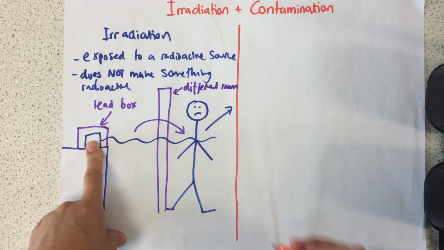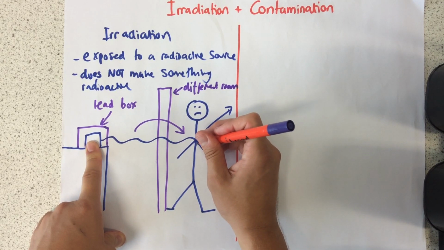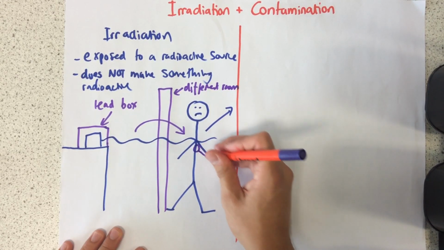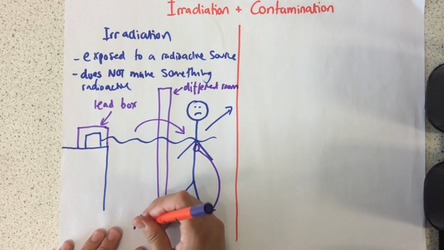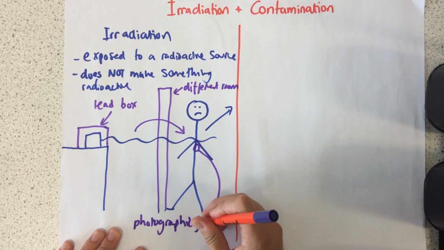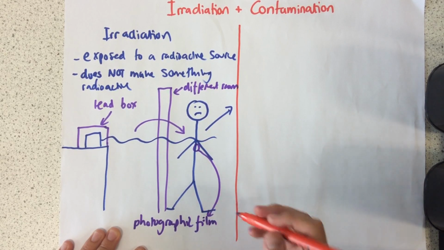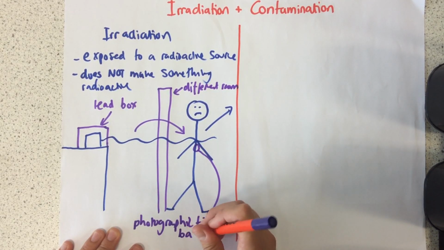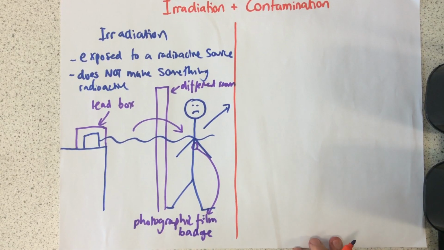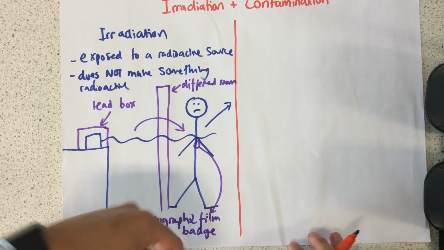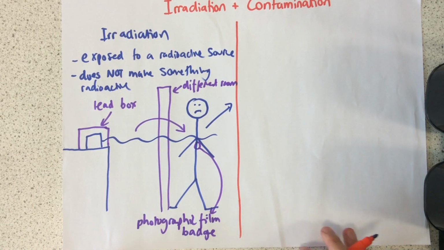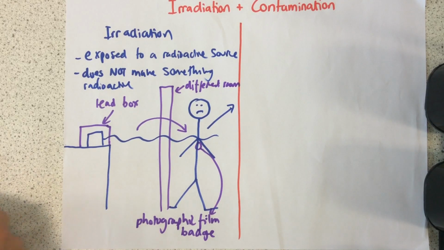And thirdly, if you work in a hospital, you can wear this little badge, which is a photographic film badge. Now what that does is give you an indication of how much radiation you've been exposed to, and therefore if it's getting high, you can take measures to make sure you are not being exposed anymore. Okay, so that's irradiation.